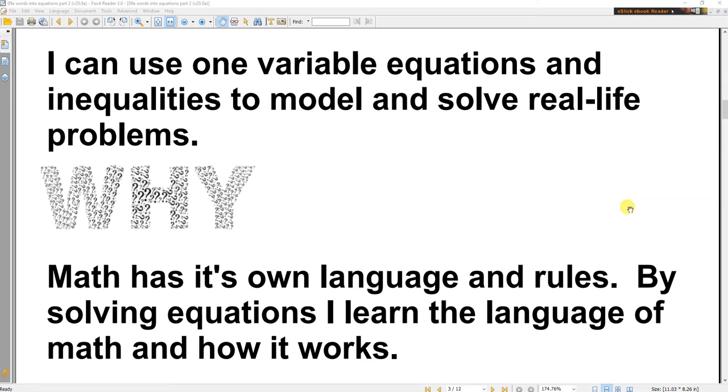Goal: I can use one-variable equations and inequalities to model and solve real-life problems. Why? Math has its own language and rules. By solving equations, I learned the language of math and how it works.